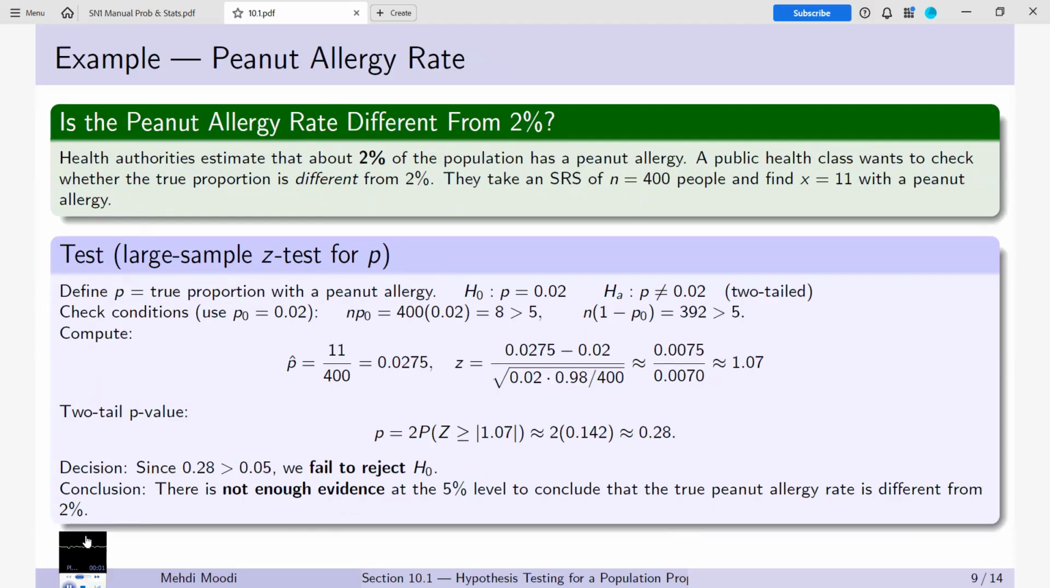Here we just want to know if the peanut allergy rate is different from 2%, so we use a two-tailed test. Our sample proportion is about 0.0275, which gives a z-score around 1.07. The two-sided p-value is about 0.28, well above alpha 0.05, so we fail to reject the null. In plain English, our sample does not give strong enough evidence that the allergy rate has changed from 2%.